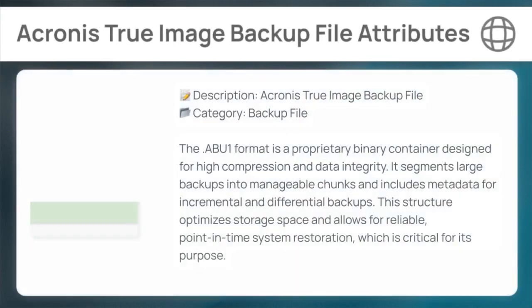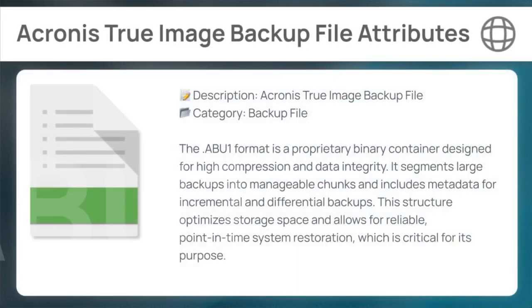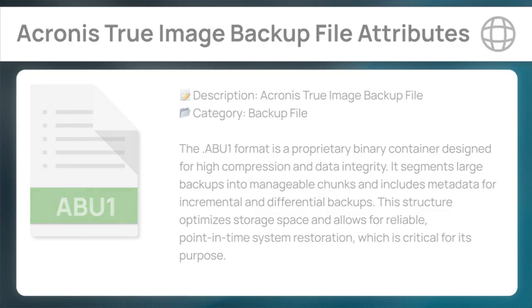The ABU1 format is a proprietary binary container designed for high compression and data integrity. It segments large backups into manageable chunks and includes metadata for incremental and differential backups. This structure optimizes storage space and allows for reliable point-in-time system restoration, which is critical for its purpose.